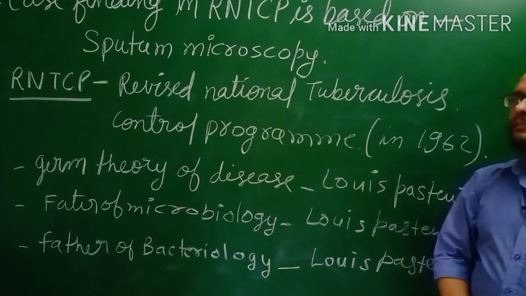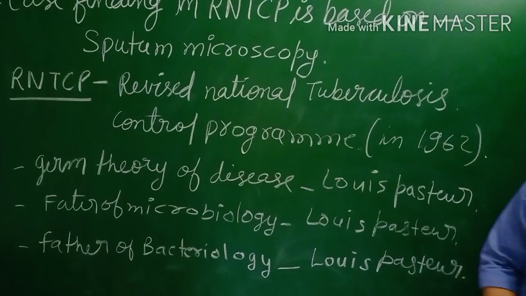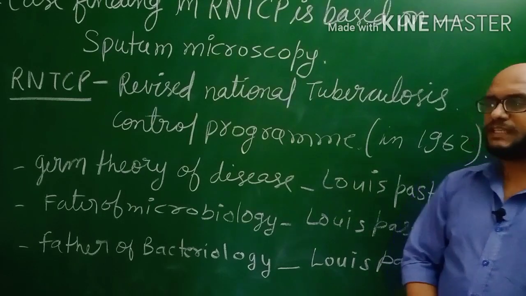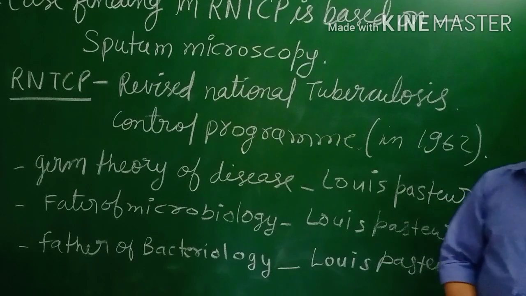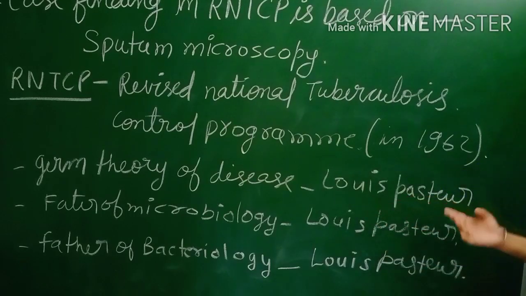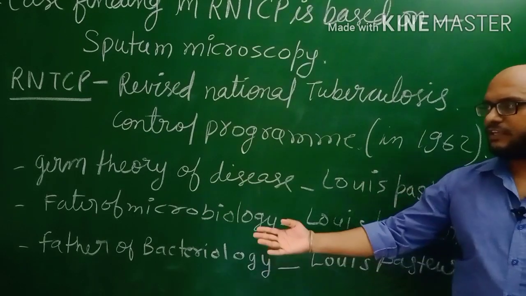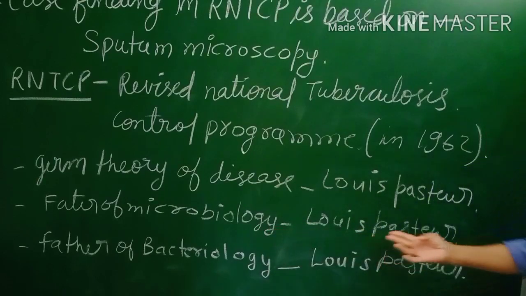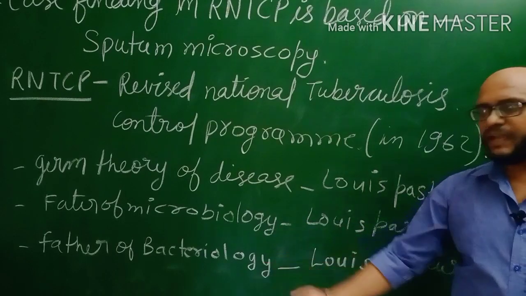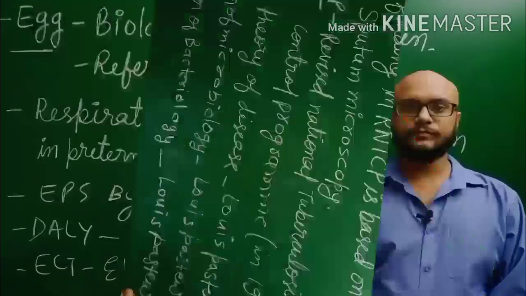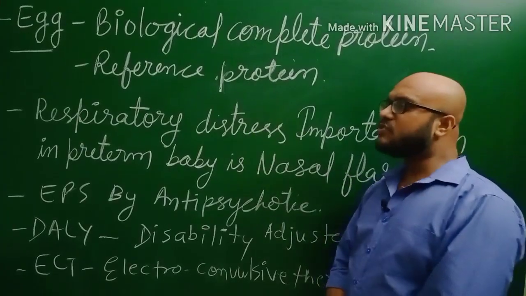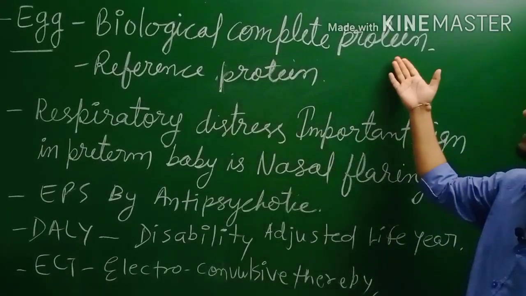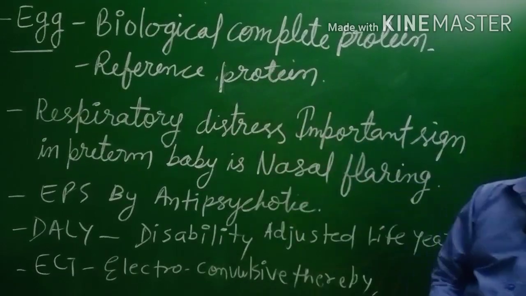This program came in 1962. Next, who gave the germ theory of disease? The germ theory of disease was given by Louis Pasteur. Father of microbiology, Louis Pasteur. Father of bacteriology, Louis Pasteur. Egg is also known as biological complete protein or reference protein.